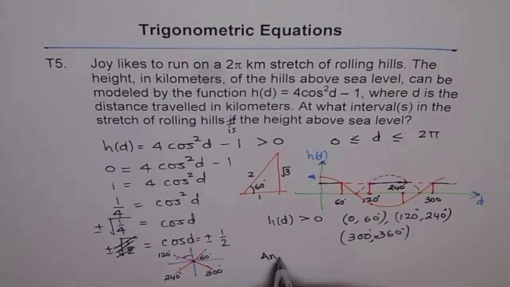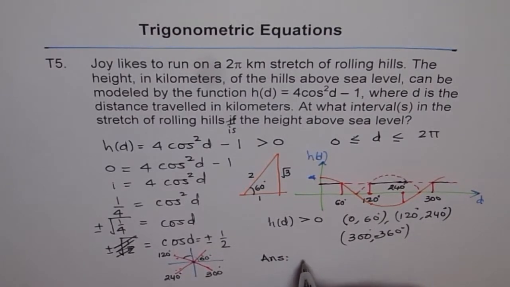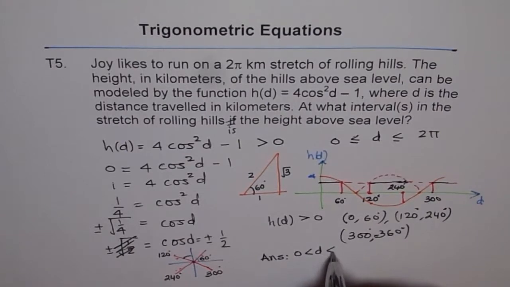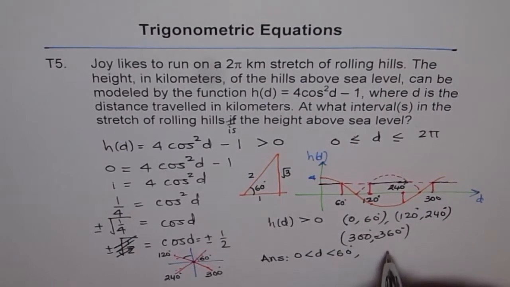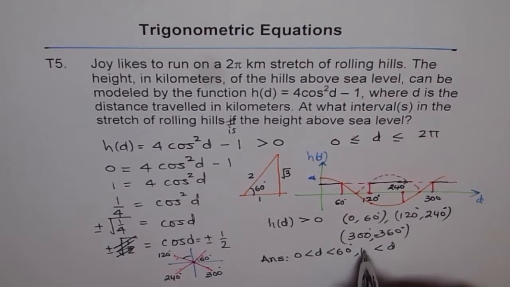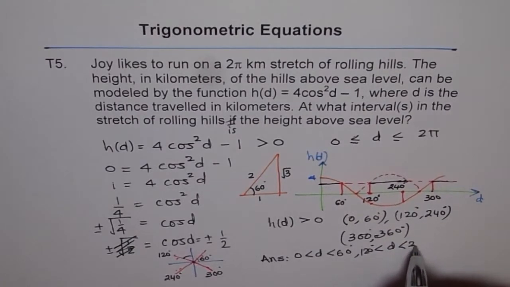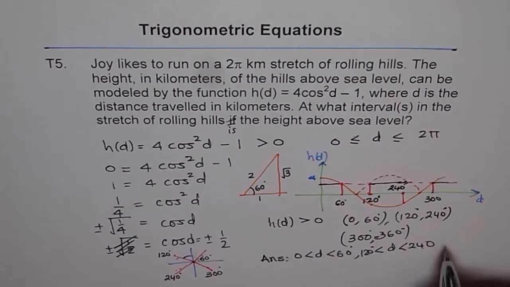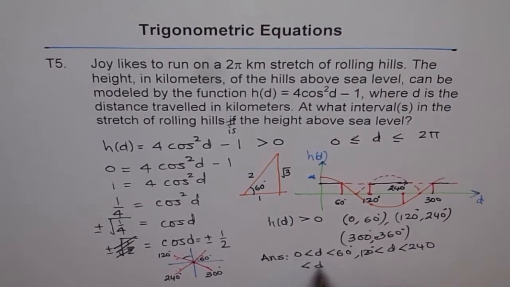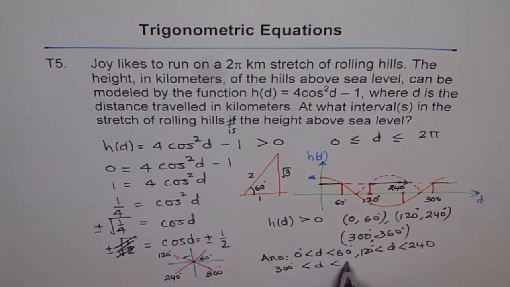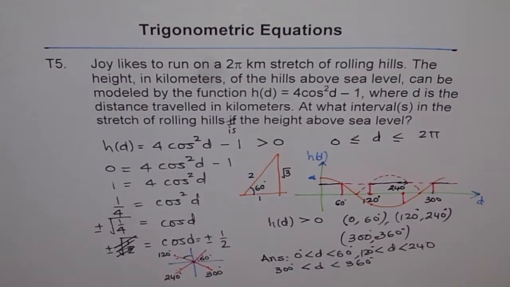So we can write the answer as: the intervals are when d is greater than 0 and less than 60 degrees, or when d is greater than 120 degrees but less than 240 degrees, or when d is greater than 300 degrees and less than 360 degrees. This is within the domain of 0 to 2 pi. Do you understand? So that is how we have to do this question. Thank you.